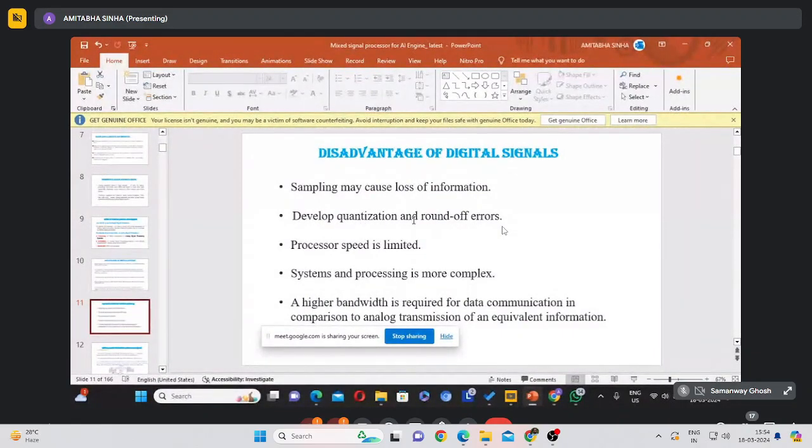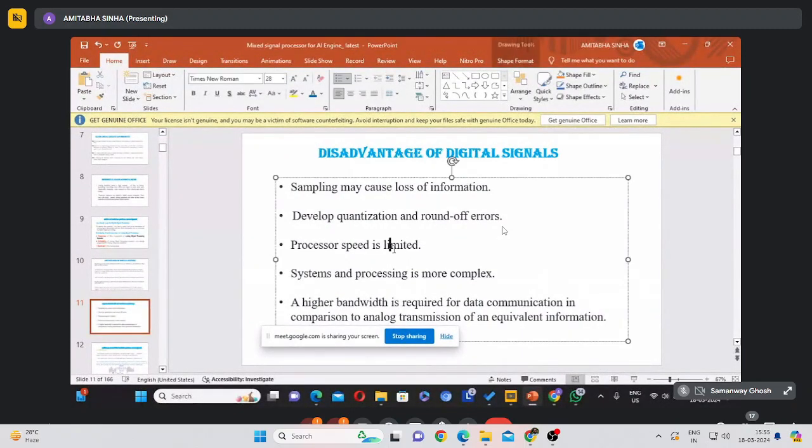So in fact, quantization errors are there after from sample signals when you are quantizing. And round off errors will be there because after all, you cannot have infinite bits of registers. Some finite register length will be there. So some informations will be truncated. Then processor speed is limited. This is not true today, in fact.